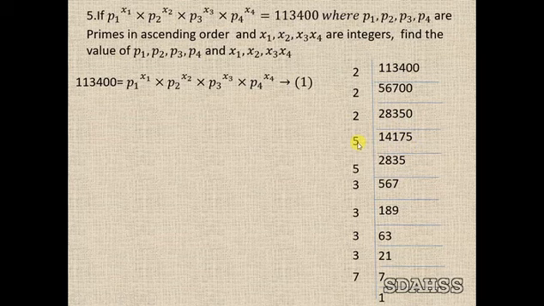14,175 can be divisible by 5 table. If you divide by 5 table, then you will get 2,835. 2,835 can be divided by 5 table. If you divide by 5 table, then you will get 567. 567 can be divisible by 3 table, then you will get 189. 189 can be divided by 3 table, then you will get 63. 63 can be divided by 3 table, then you will get 21. 21 can be divided by 3 table. If you divide by 3 table, then you will get 7. 7 can be divisible by 7, then you will get 1.